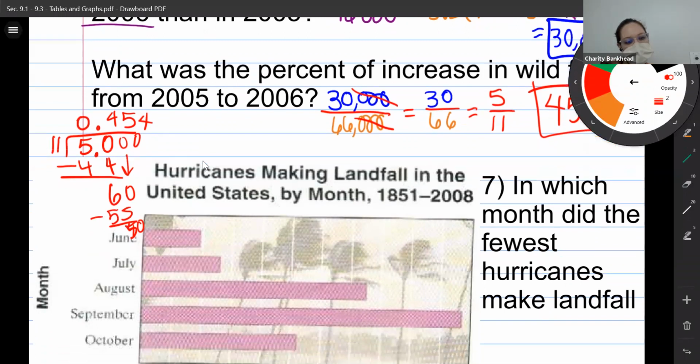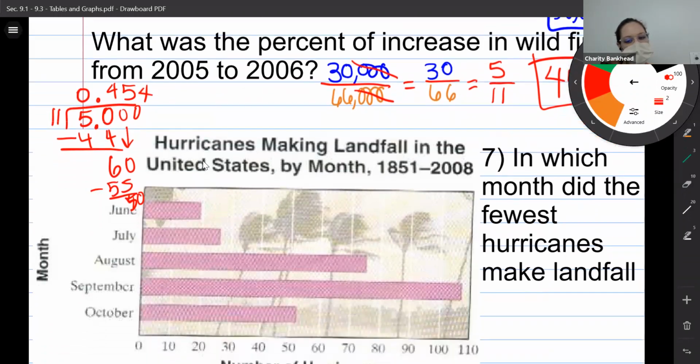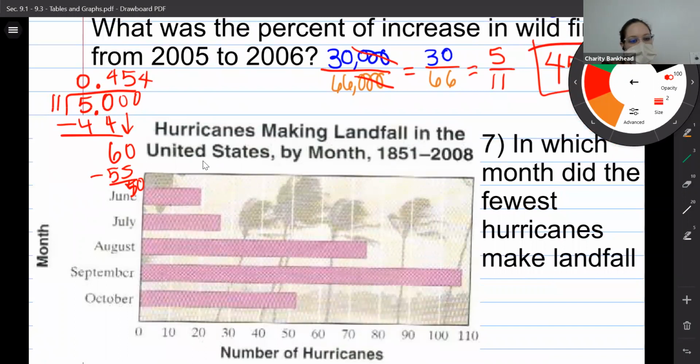All right. Next, we have a bar graph for hurricanes making landfall in the US, broken down by month. And in which month did the fewest hurricanes make landfall? So that would be June. That's the shortest bar on the bar graph, so that's it.